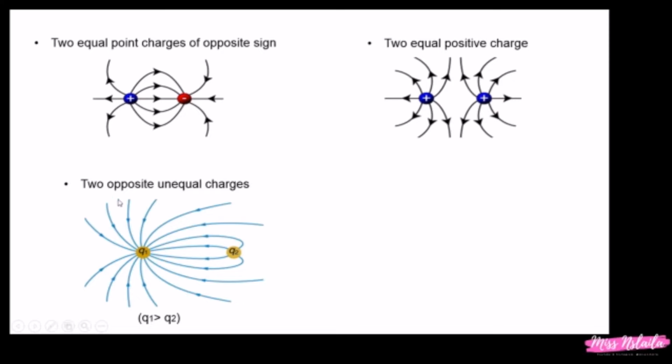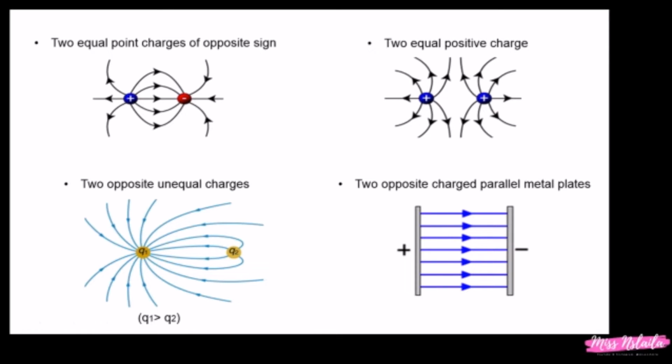Third diagram, we have two opposite unequal charges. Opposite charge means positive and negative. Unequal means one of the charges has greater magnitude compared to the other one. So you can see that Q1 has more electric field lines compared to Q2. So Q1 has greater magnitude than Q2. Meanwhile, Q1 will be negative because you can see the electric field lines go into it, while Q2 will be positive because the electric field lines go outward from it.